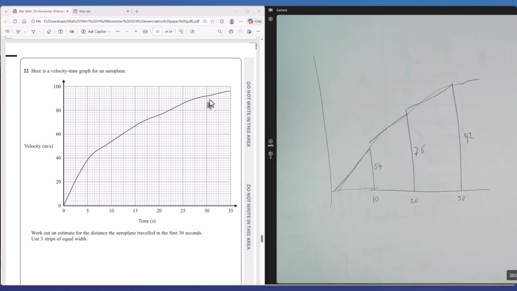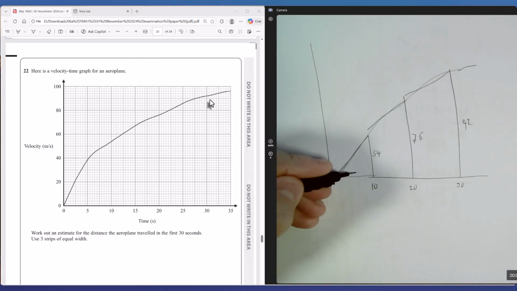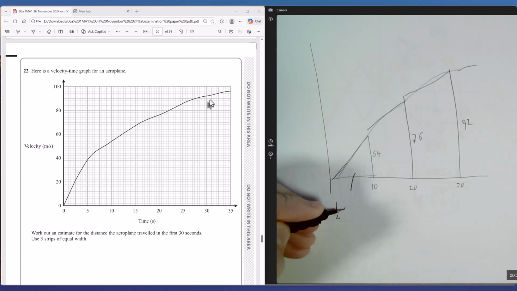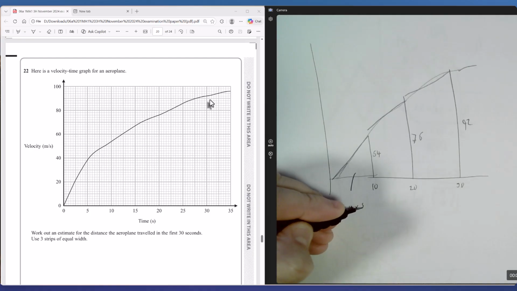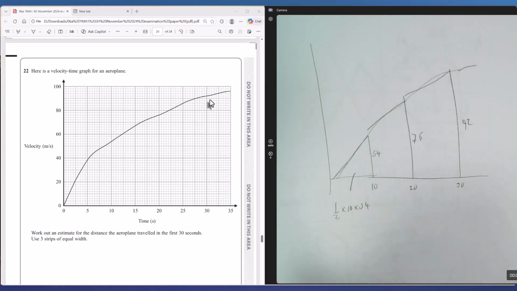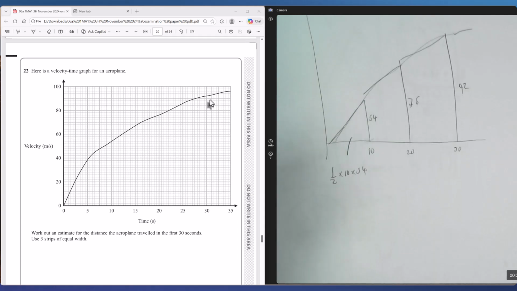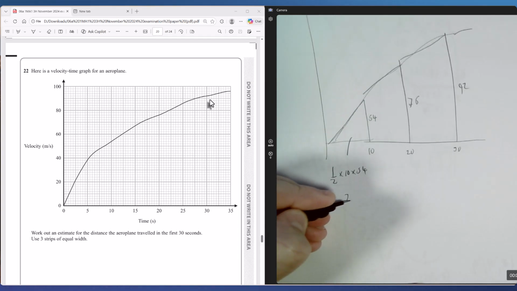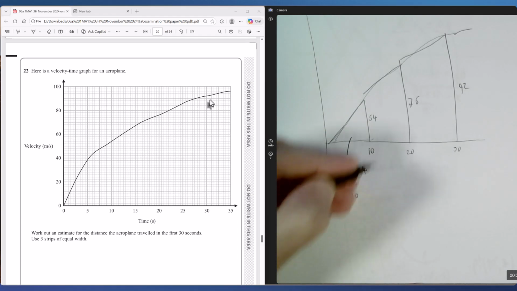Okay, there we go. So what we've got to do now is work out the area of this first triangle. So that's going to be a half times the base times the height, which is going to be half times 10 times 54, which is 540 divided by 2, which is 270 for that bit. 270. Then we've got to work out this one.